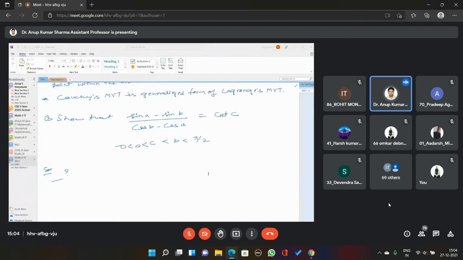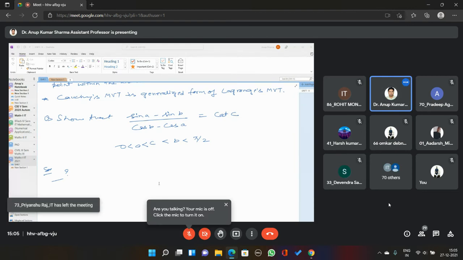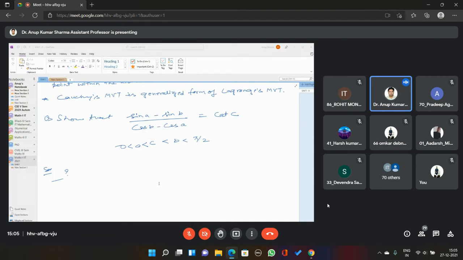So in the last lecture we started Cauchy's mean value theorem. So actually, what is Cauchy's mean value theorem? It is based on two functions, for a parametric expression. Because we know that we write the curve as a function of x, similarly another representation of a curve is parametric equations. So Cauchy's theorem is based on the parametric equation of the curve.